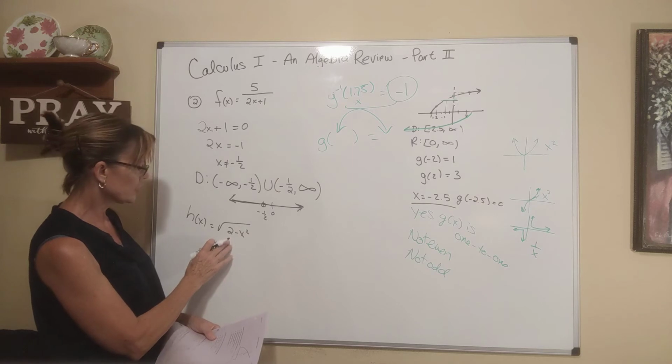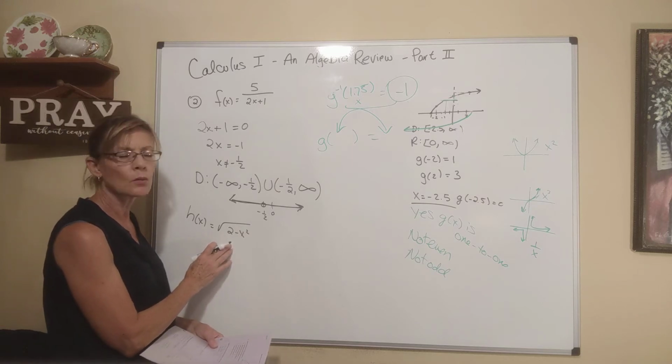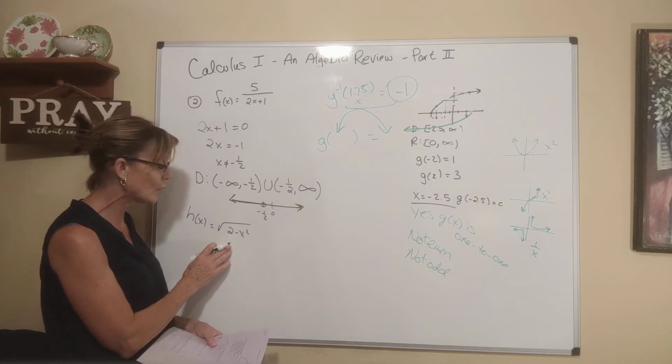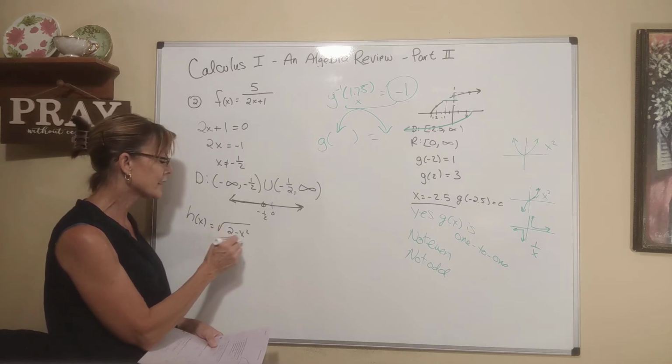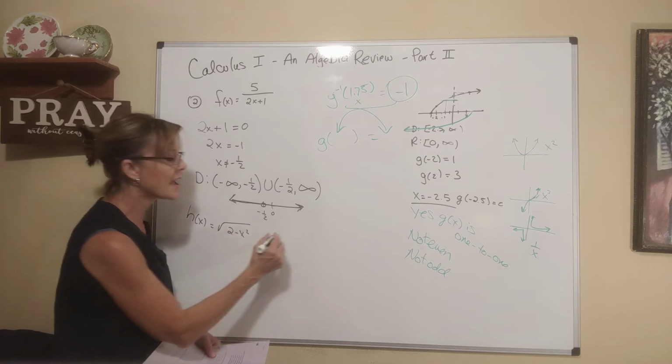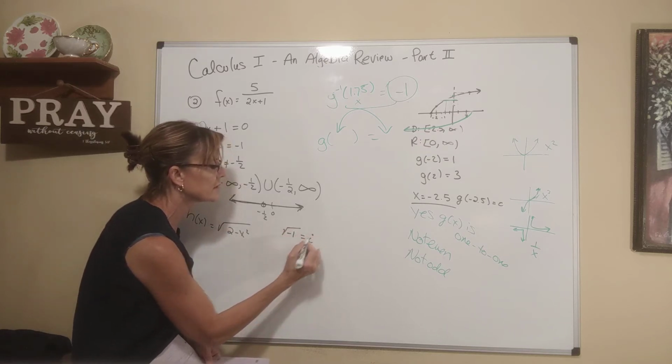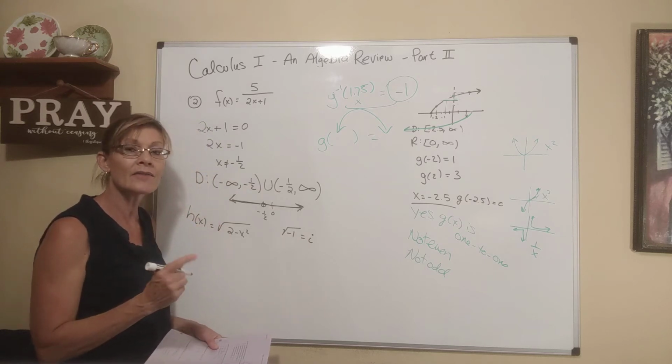All right, here's the question. This is square root functions. Where do square root functions have issues? They have issues when we're trying to take the square root of a negative, because the definition of the square root of -1 is equal to the imaginary number i. We want to stay out of that region.